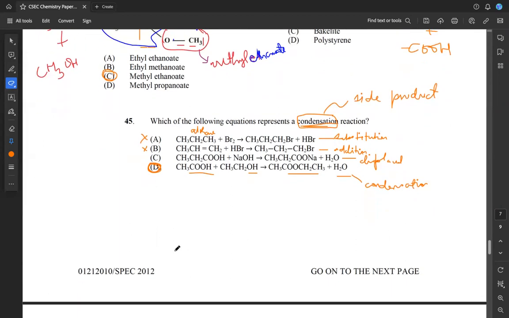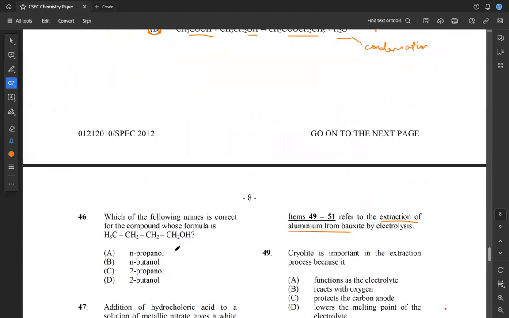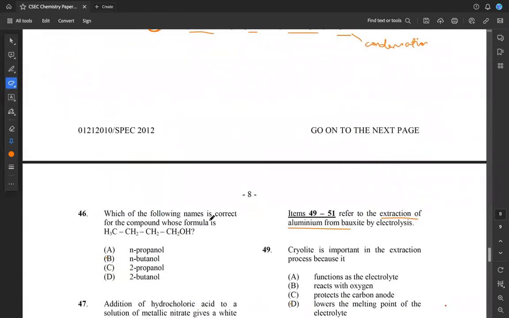So moving down now to 46. 46 says, which of the following names is correct for the compound whose formula is H3C? So this is the condensed formula, H3C, CH2, CH2, CH2OH, right? So let's count the longest chain first of all. We're supposed to name this compound based on the condensed formula here. So this is our 1 carbon, 2 carbon, 3 carbon, 4 carbon.